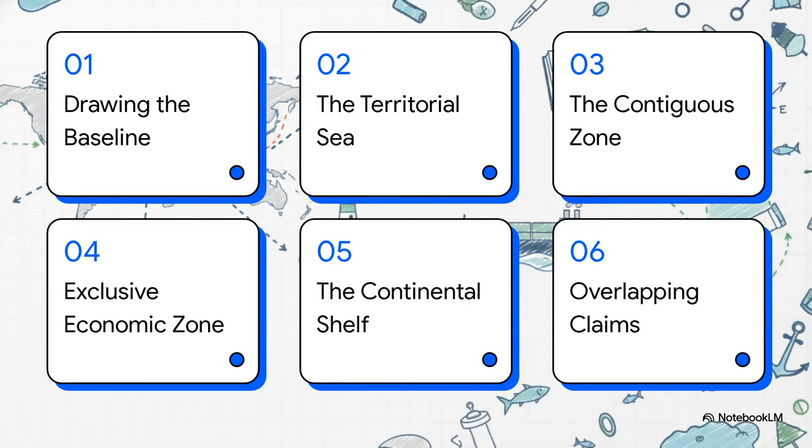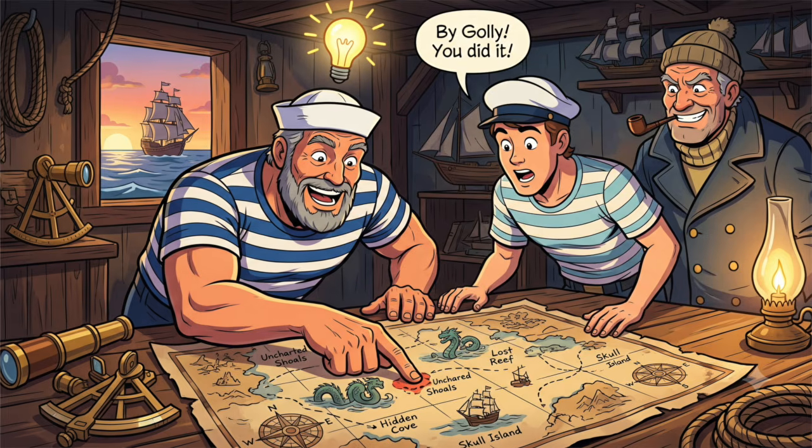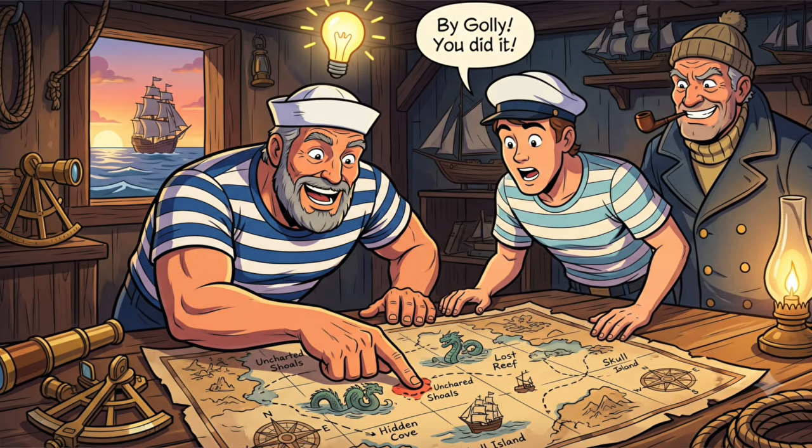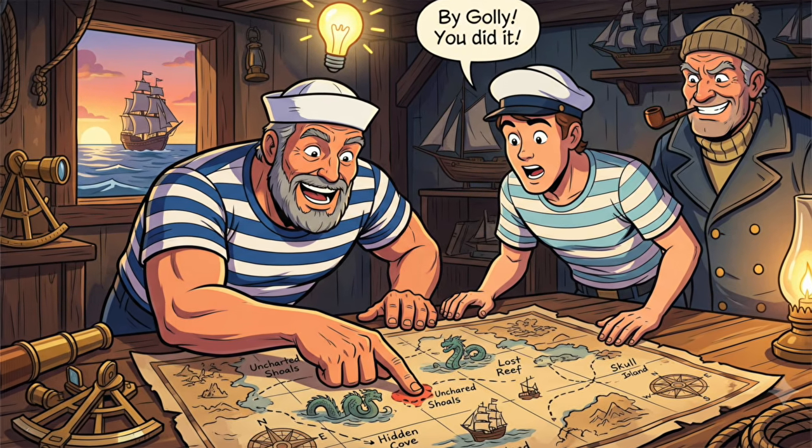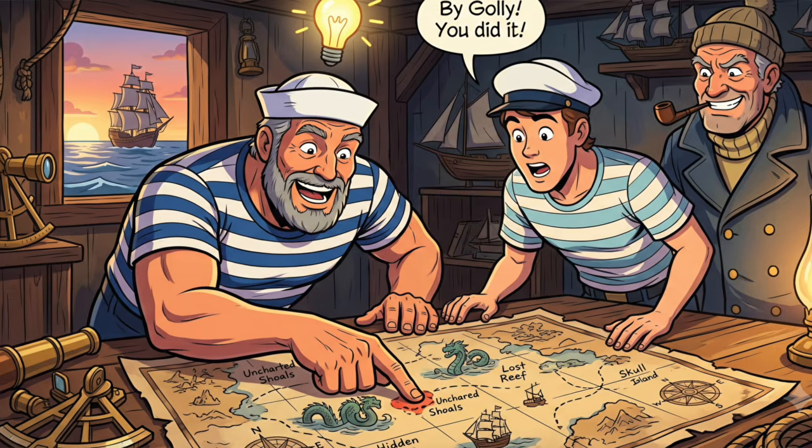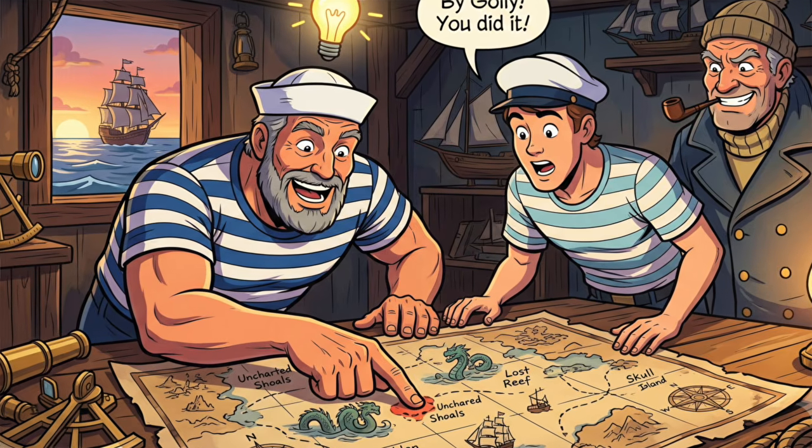So here is our navigational chart for the explainer. We're moving layer by layer through this legal architecture. We'll hit drawing the baseline, the territorial sea, the contiguous zone, the exclusive economic zone, the continental shelf, and wrap up with resolving overlapping claims. Getting a grip on these specific zones and the exact terminology used to regulate them is absolutely crucial to decoding how maritime law actually works out in the real world.